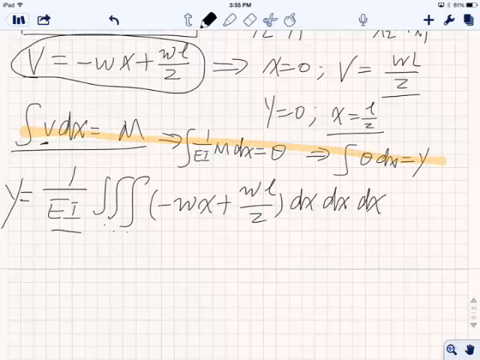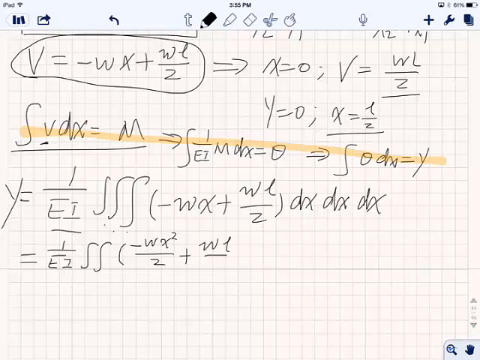Okay, so when we have 3 integrations, then we have to consider things separately, one after another, right? So first of all, you do 1 integration, 1 over EI. Minus Wx, if you do integration, equals minus W x squared divided by 2 plus WL divided by 2. This is constant, so therefore once you do integration, it's x, right?